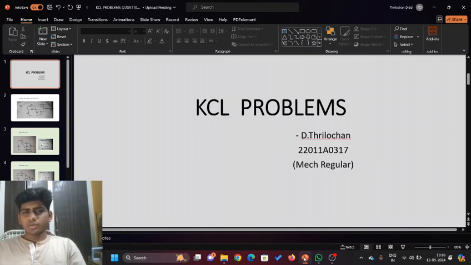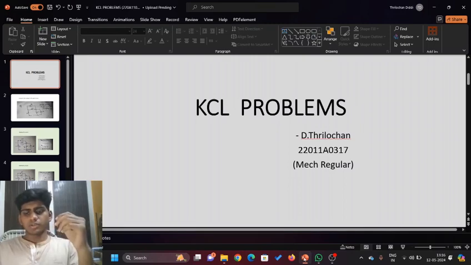Here we analyze a node. A node is a point where more than two branches are joined together, which is different from a regular branch. Here three branches are joined, three or more, so the minimum is three. This is the main criterion for doing nodal analysis. According to Kirchhoff's current law, the current entering the node is the same as the current leaving the node. This is the law given by Kirchhoff.